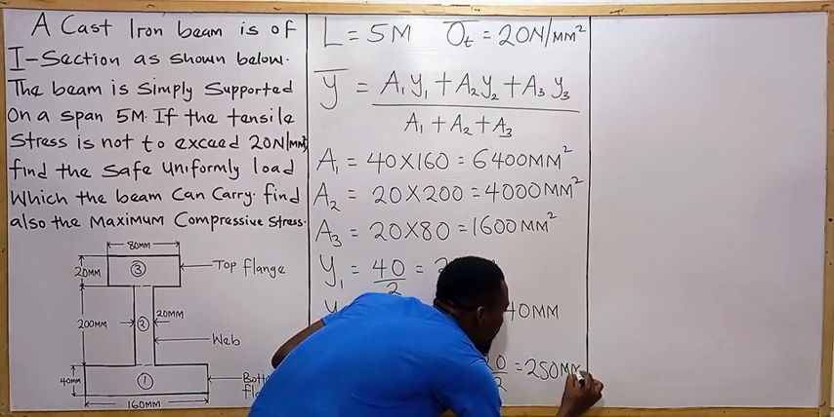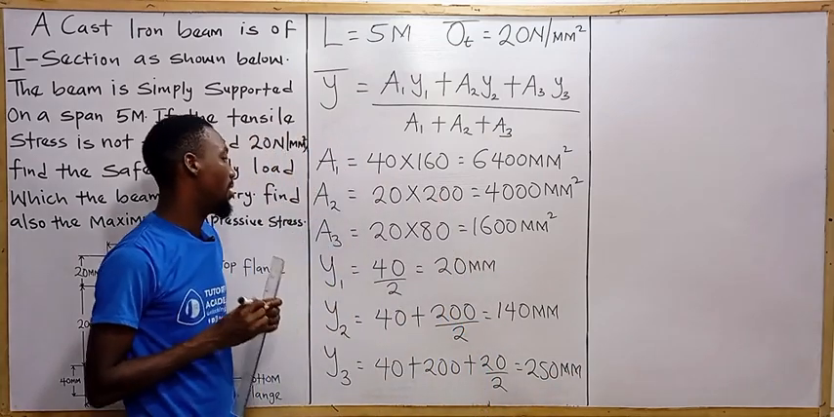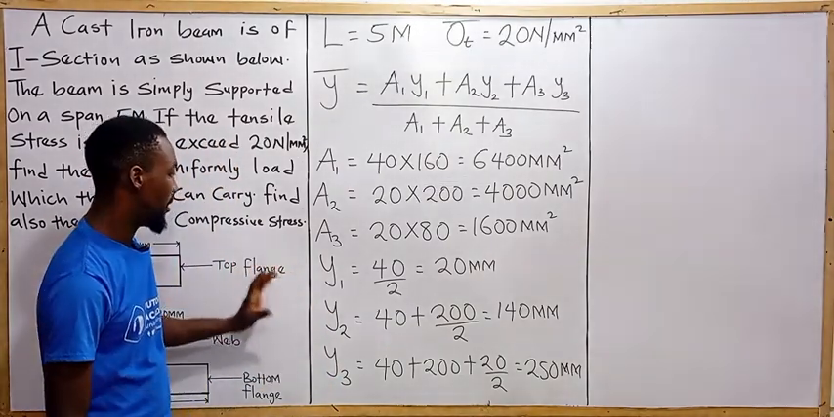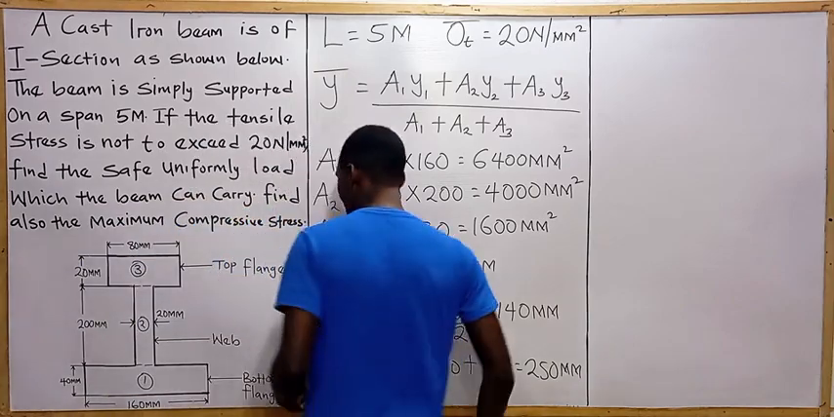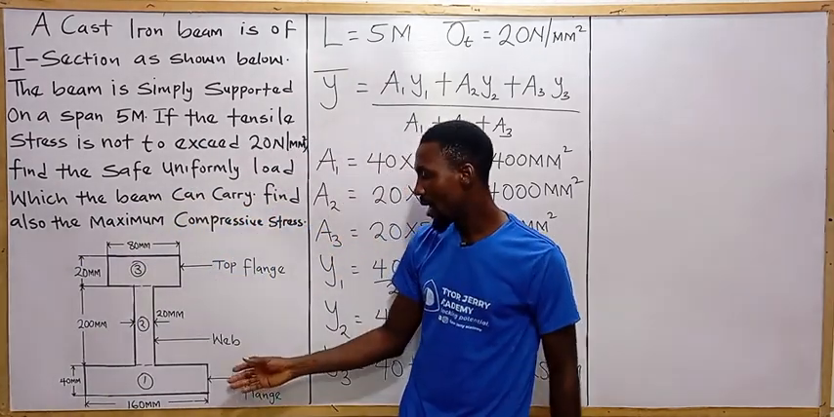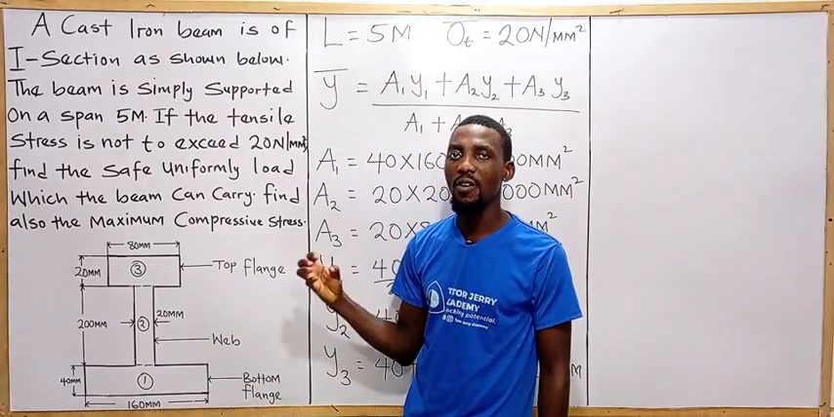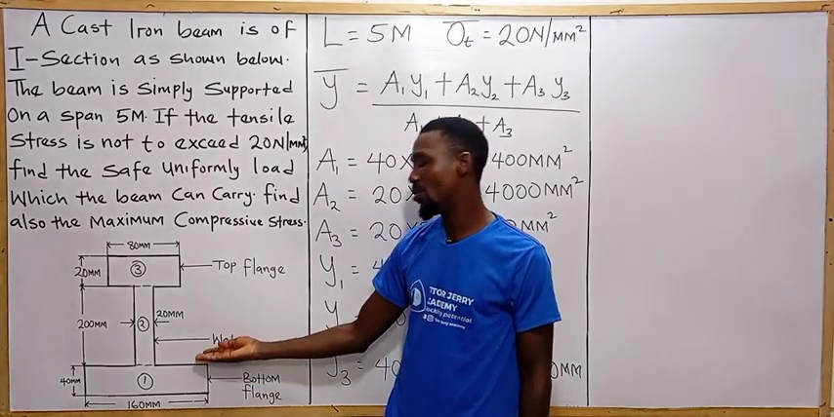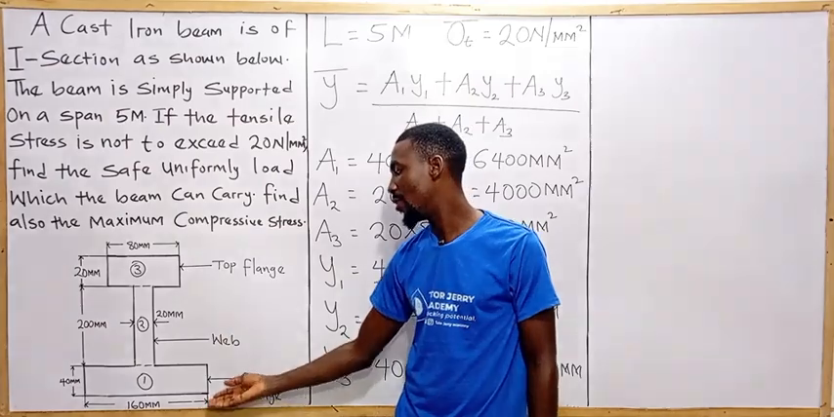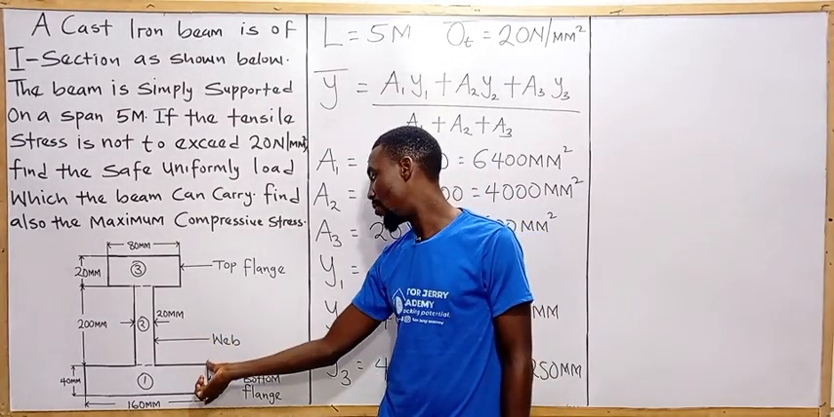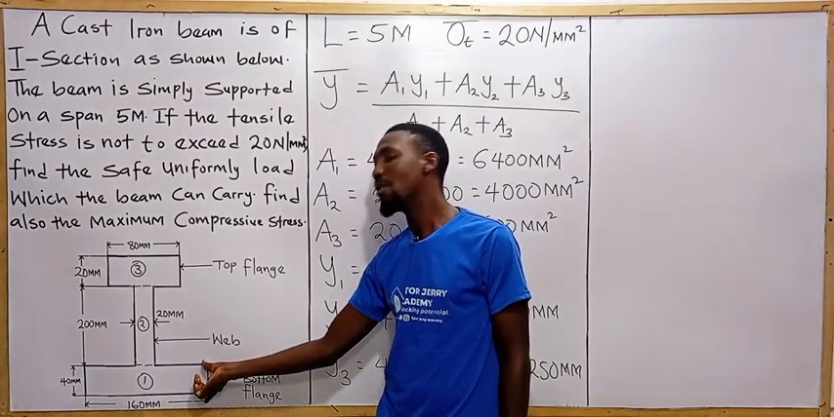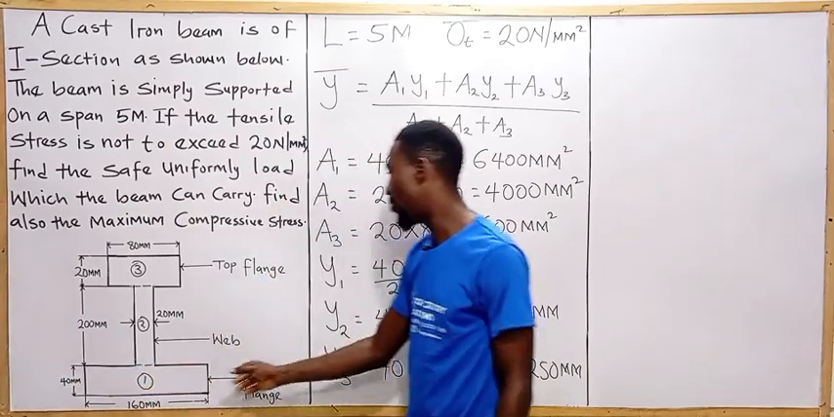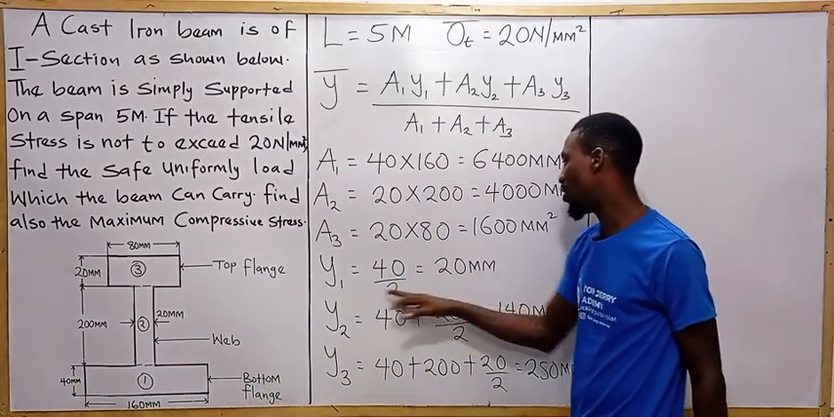250 mm. So this is how to go about our y1, y2, y3. Please don't mistake, y1 is the distance of the center of gravity of A1 from what? From the bottom surface. So everything is from the bottom surface. If you look at it, we are just referring to this bottom flange here, which is 40 mm, right? So if you divide that by 2, you are going to get your y1.